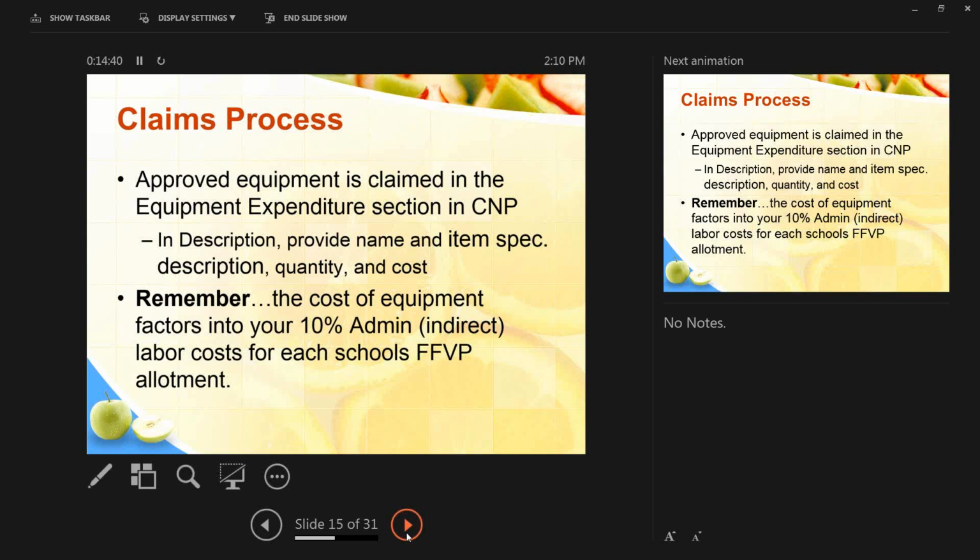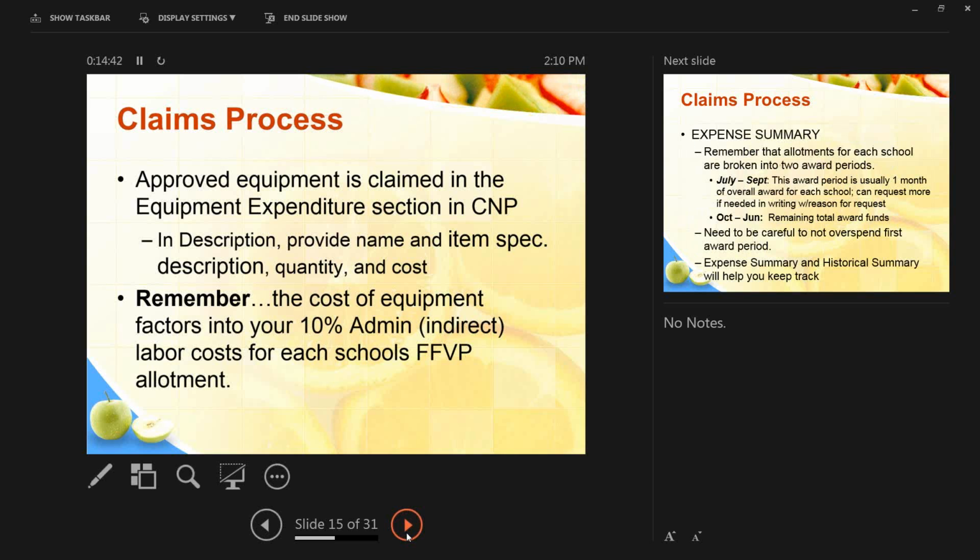If you are approved for an equipment purchase, then you're going to want to enter that into the equipment expenditure section. And we'll need the description, the name, quantity, and cost. And again, just a reminder, this cost of equipment factors into that 10% admin cap. So you'll probably need to run some numbers and see what you can accommodate within that 10% cap if you need to purchase some equipment for the program.